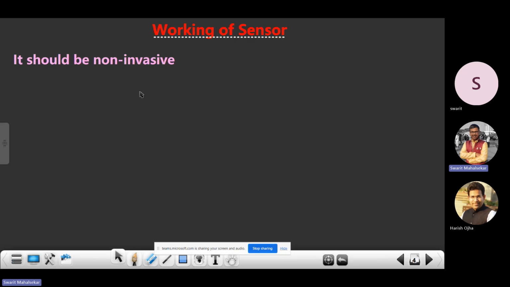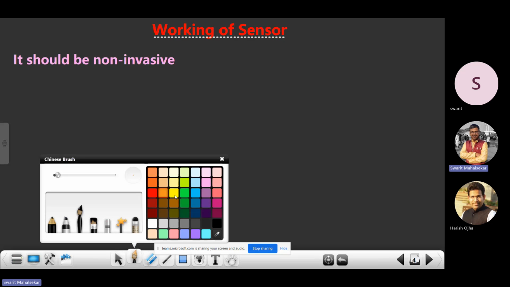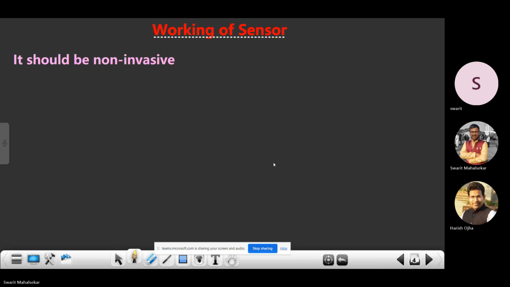According to you, which sensor would be used, whether it is a resistive sensor, capacitive sensor, pressure sensor, or any other sensor? Can someone give the answer? Just try to think in your mind which sensor we should use, provided it should be a non-invasive sensor. Any random guesses will also help. No issues.